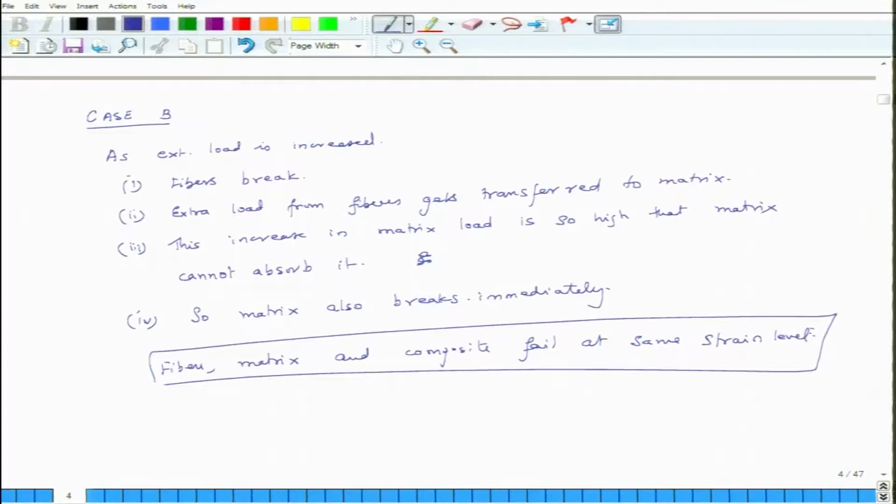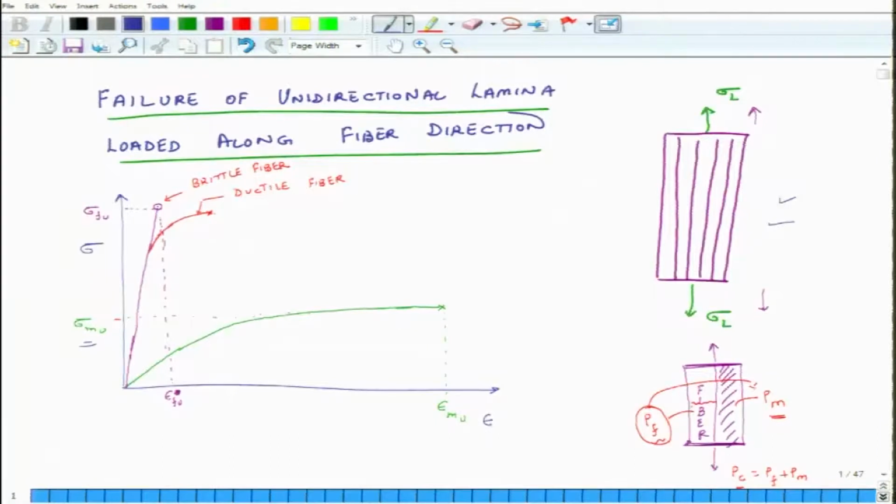I will not call it load, it can create confusion. They fail at the same strain level. Okay. So, look at this. In this case, the fibers, the matrix and the composite fail at the same strain level. And what is the strain level? That strain level is epsilon Fu.